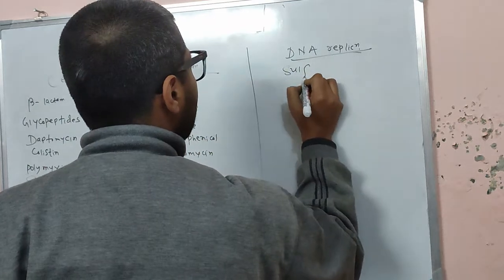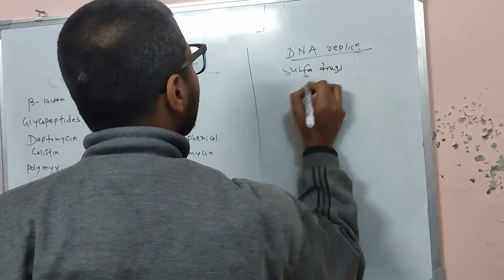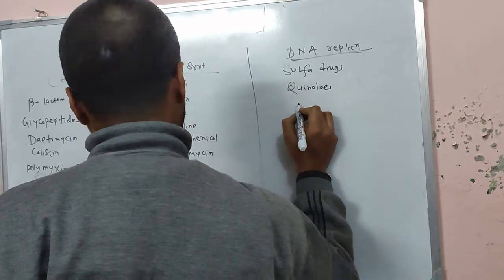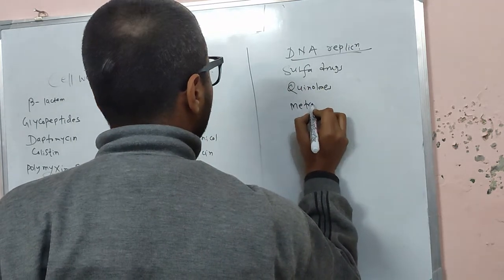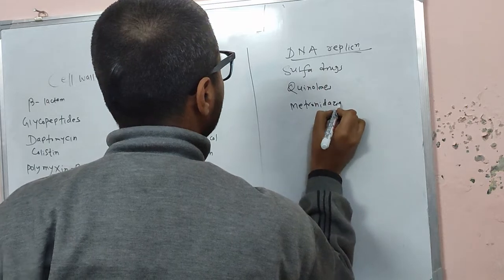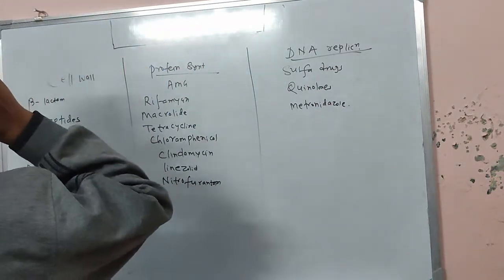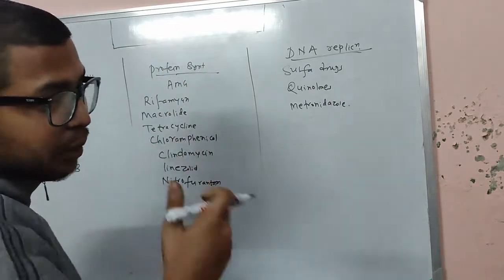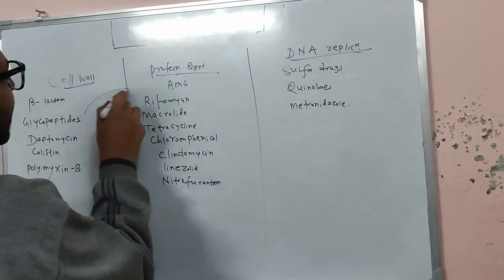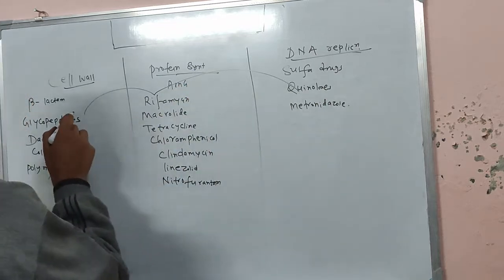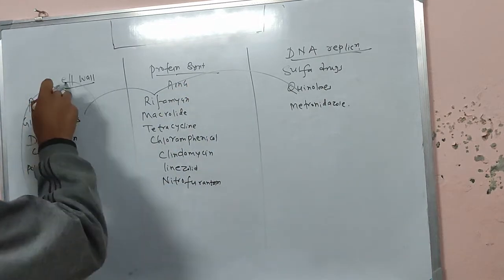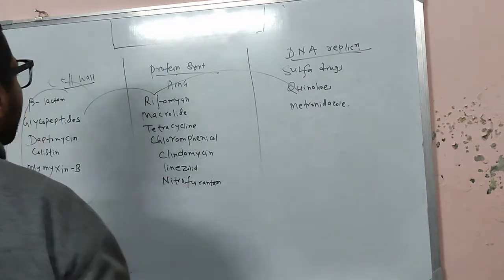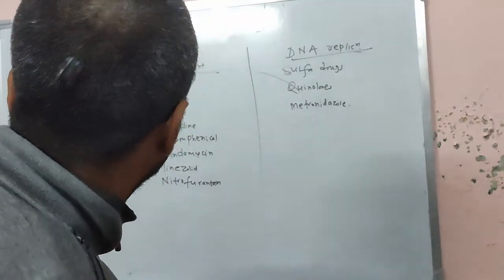Sulfa drugs, correct? Another, quinolones. Other, metronidazole. So why do you need this separate class of antibiotics? Because whenever you prescribe antibiotics, you have to combine 2 antibiotics from 2 different classes. Don't combine antibiotics from the same class, for the reason I already told you in the beginning of this discussion. So that's the importance of knowing this.